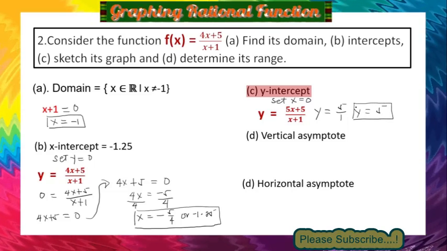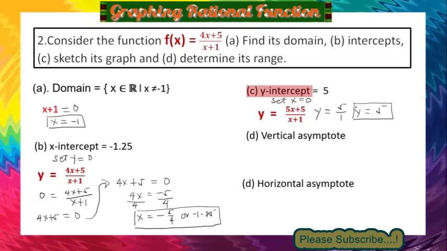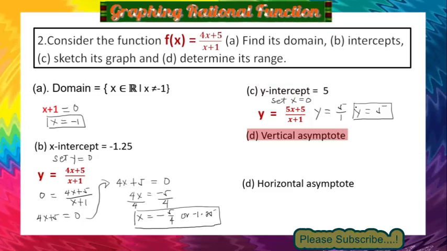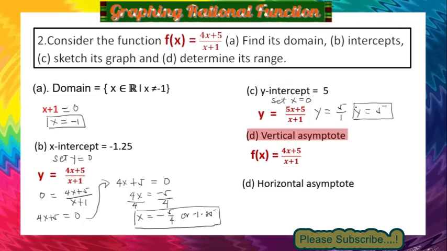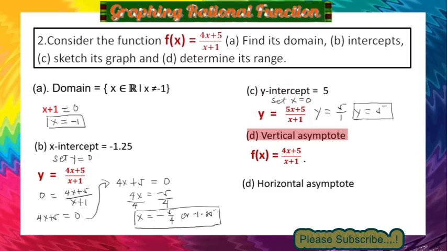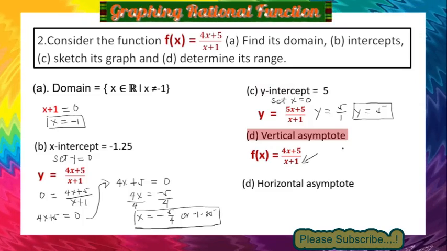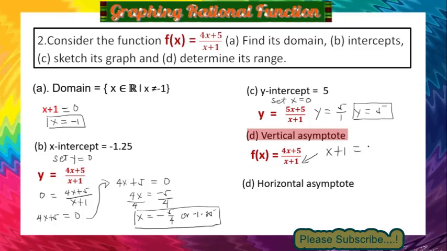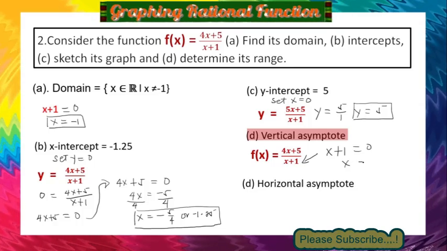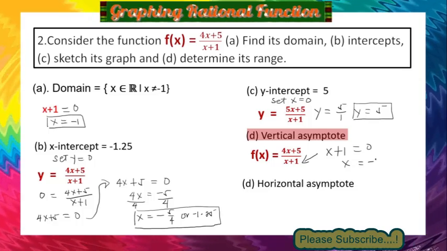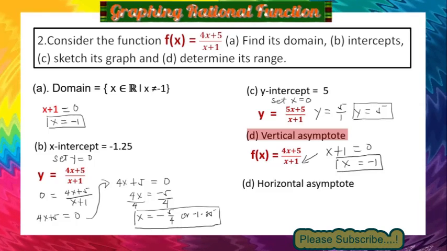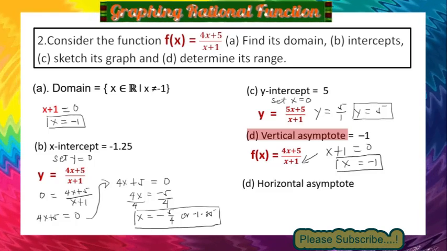So that is your y-intercept for this function. For the vertical asymptote, the same, you have to look at the denominator, no? Then equate it with 0. So your x is equal to negative 1. So your vertical asymptote now is negative 1.